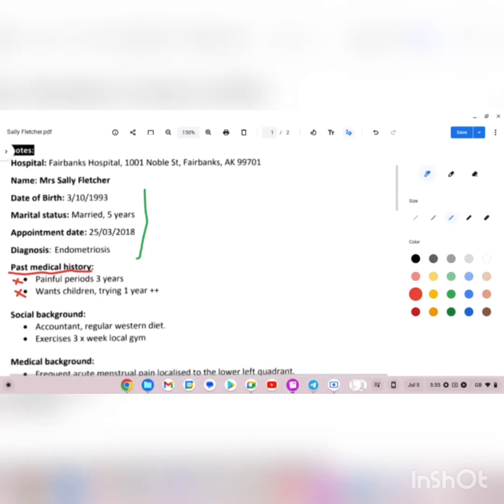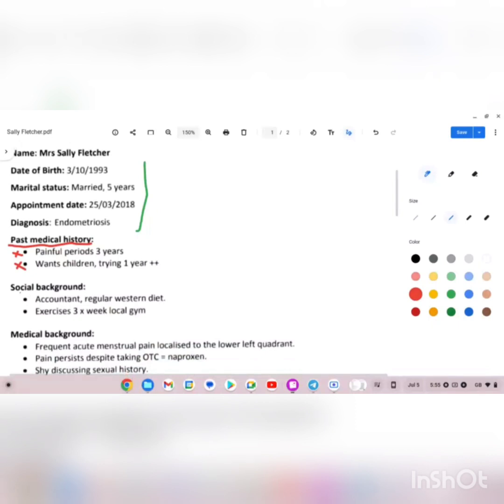Social background: do we need this or not? Is the patient's GP aware of it? The GP is aware of the social issues, so we don't need them. The patient's GP is well aware that she is an accountant and has a regular Western diet, exercise and so on.